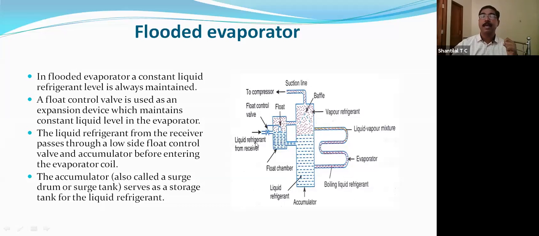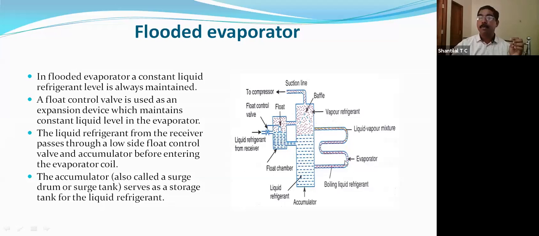Once again I am repeating, this is refrigerant liquid from the receiver. That means first the compressor will be there, then the condenser, then the receiver. After the receiver, the liquid comes and enters this chamber. Here a float valve with a float mechanism will be there. We can call this the float chamber, and the evaporator coil is fixed on this body. Then the liquid refrigerant enters this accumulator part.